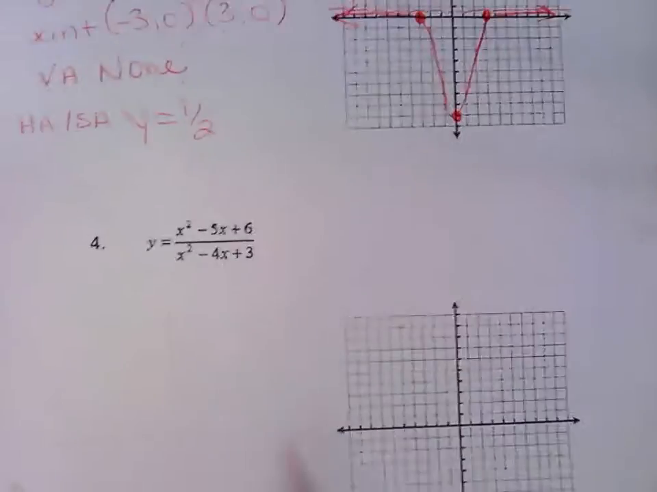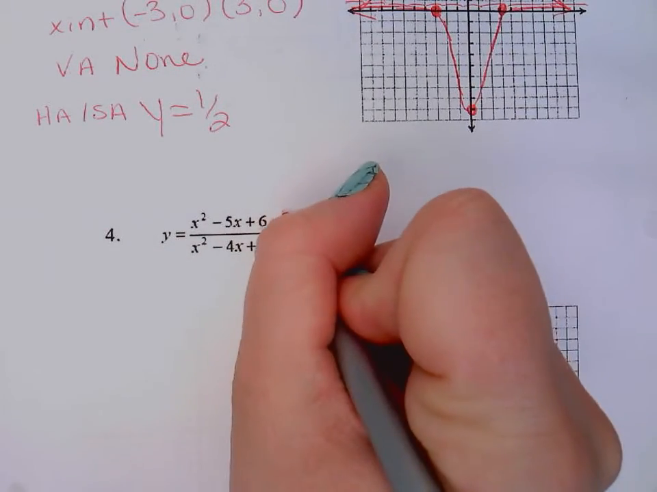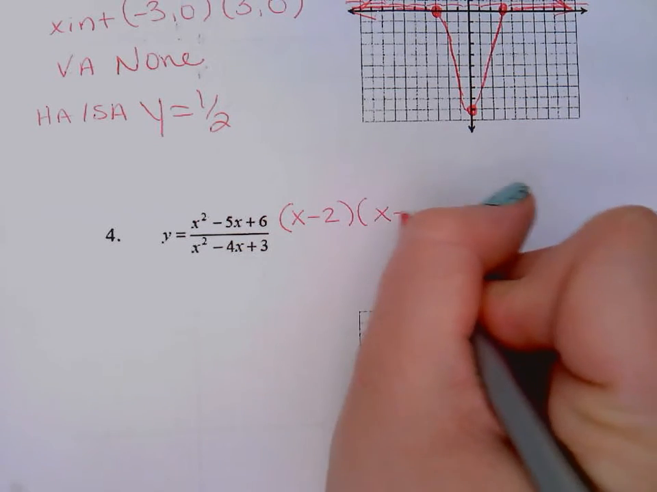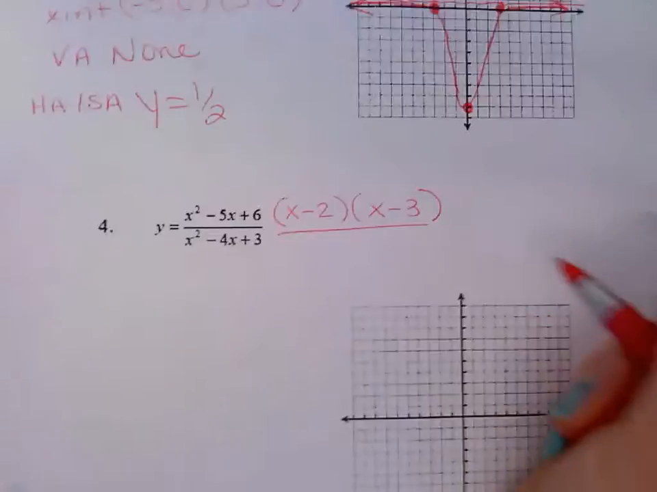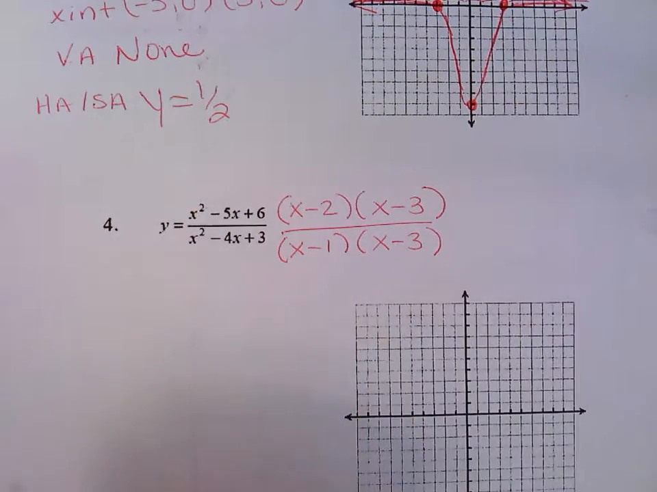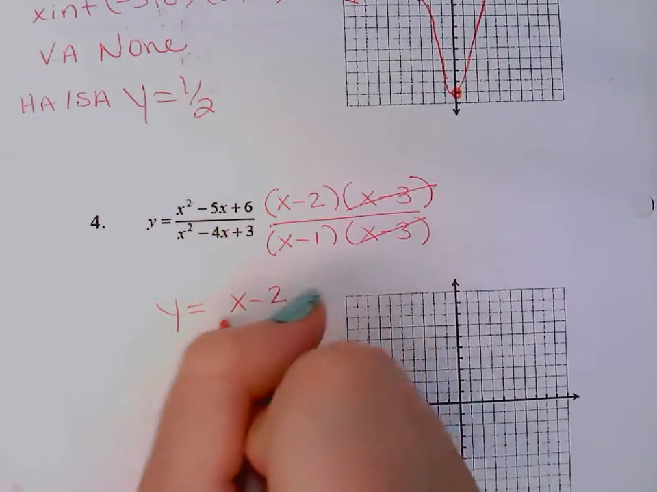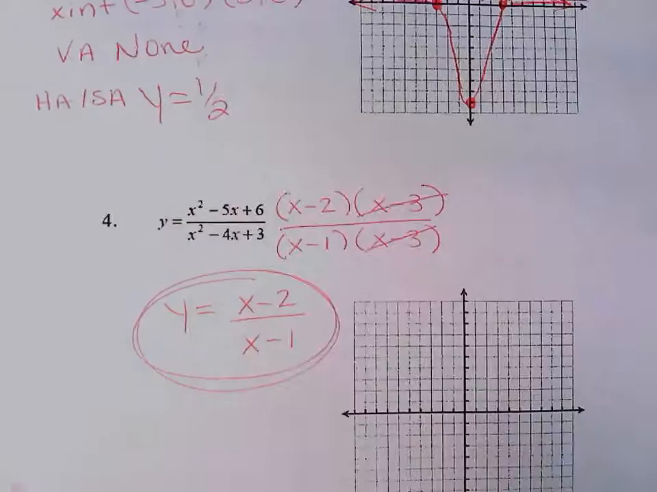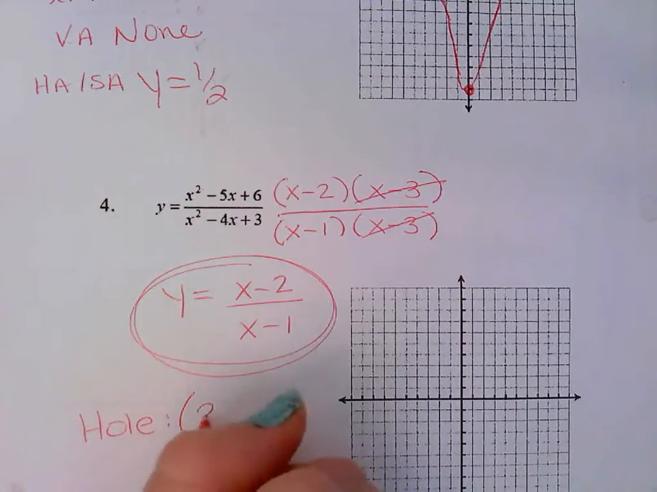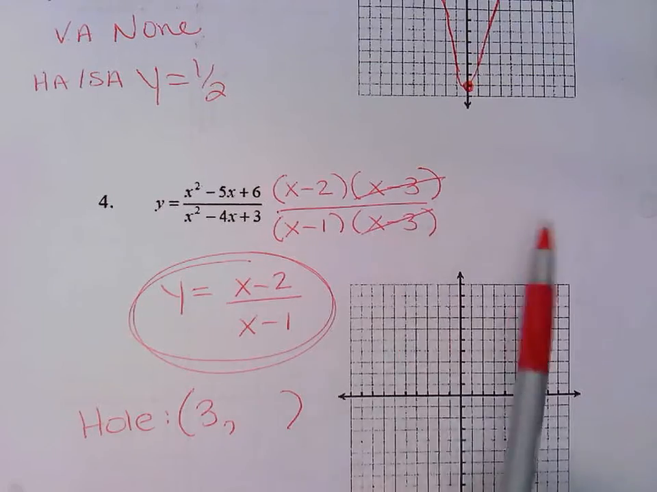All right, and you're going to try number 4. I'm wondering if number 4 has a hole that I might need to help you with. Let's see, this would factor into x minus 2 and x minus 3. And what are the factors of the denominator? x minus 1 times x minus 3. So this does have a hole, and when you start answering these questions, x minus 2 over x minus 1 is the function of interest, but you are going to have a hole at 3 comma something, because this function was undefined at 3, but we just canceled all that out.